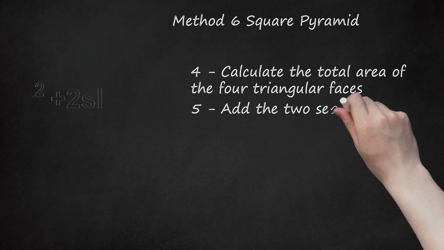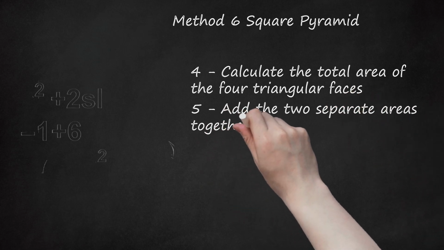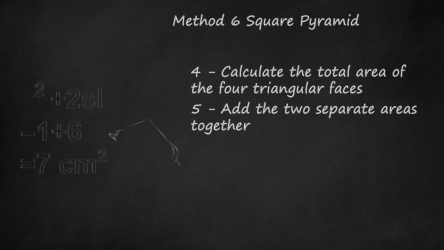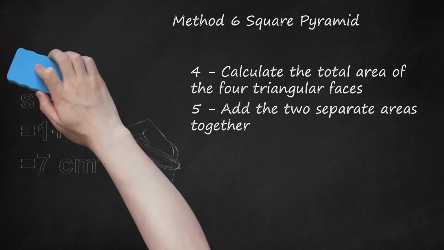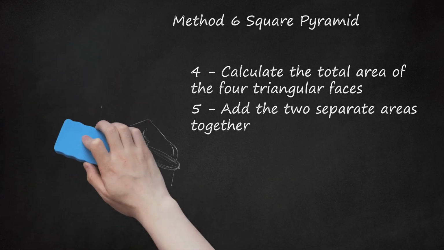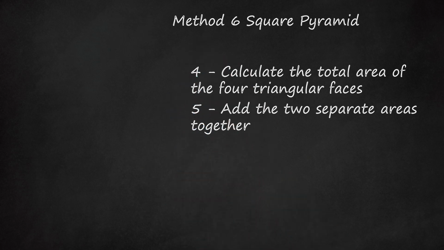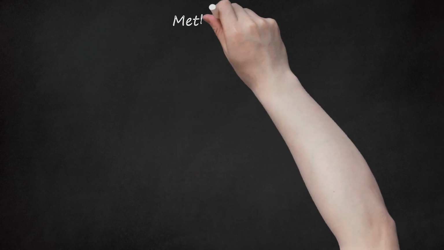5. Add the two separate areas together. Add the total area of the sides to the area of the base to calculate the total surface area. Example, S² plus 2SL equals 1 plus 6, which is equal to 7 cm². Method 7: Cone.